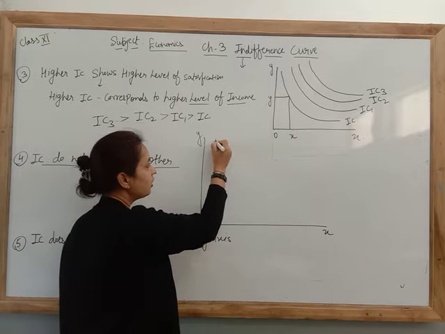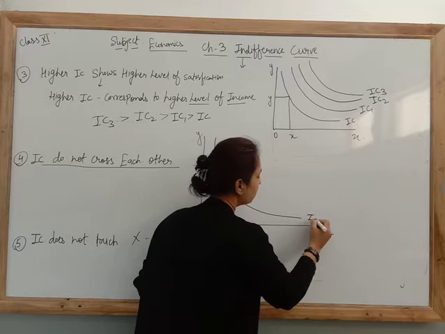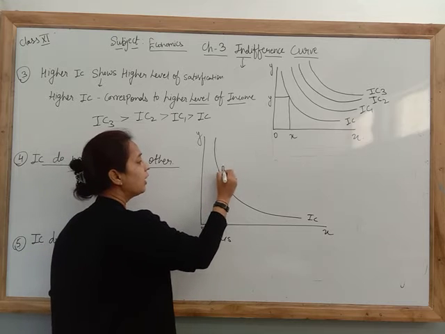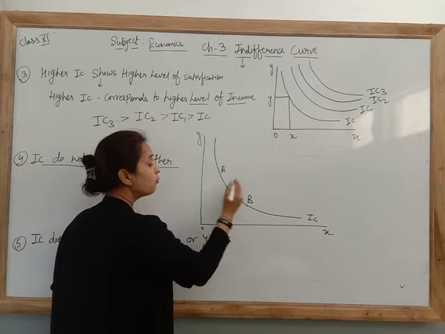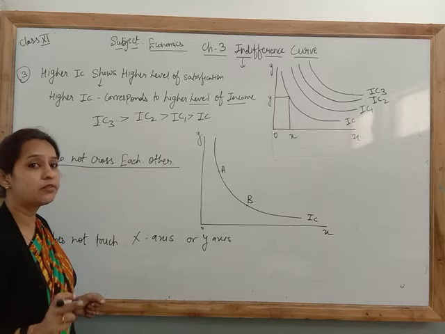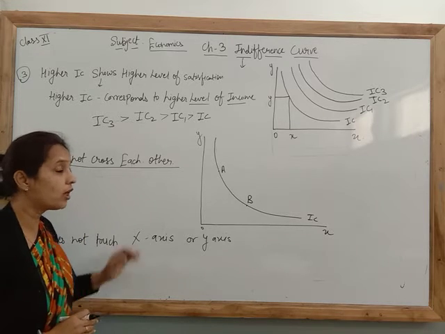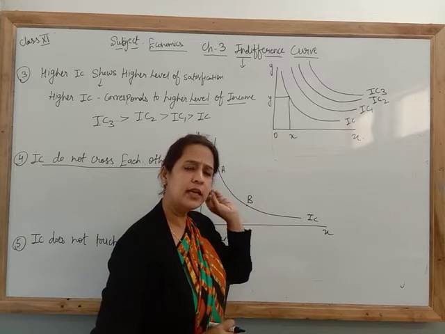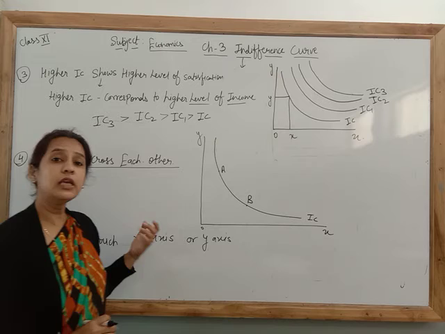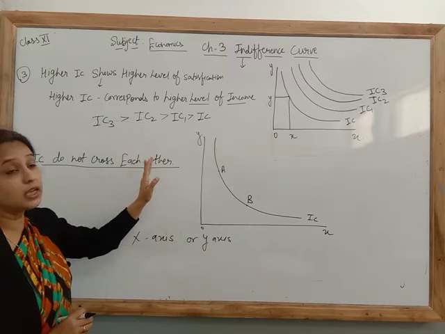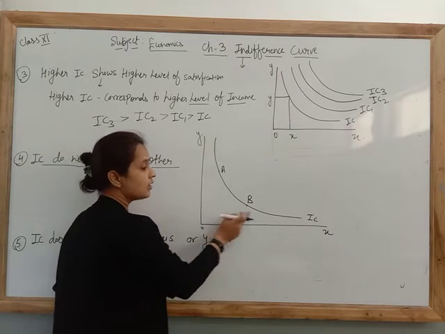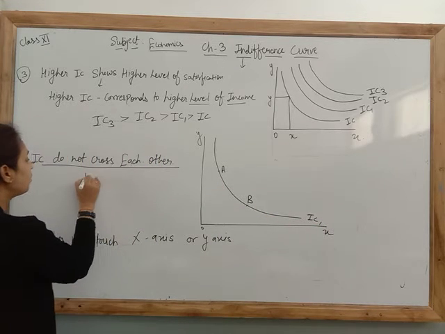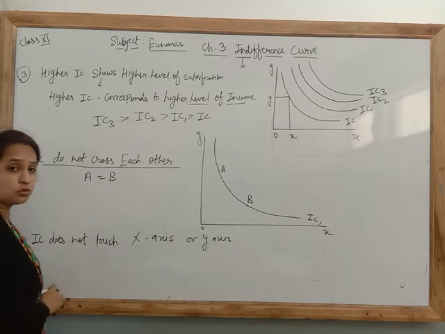Suppose I have given the IC1. On IC1, I have given 2 points, A and B. Both the points offer you an equal level of satisfaction, as I told you n number of times. Move on the IC, A, B, C, D, any point offers you an equal level of satisfaction. That's why its name is indifference curve. So on IC1, I have taken 2 points which offer the equal level of satisfaction to the consumer.